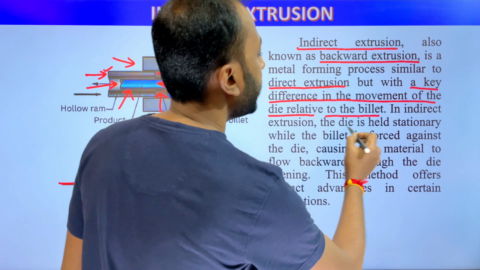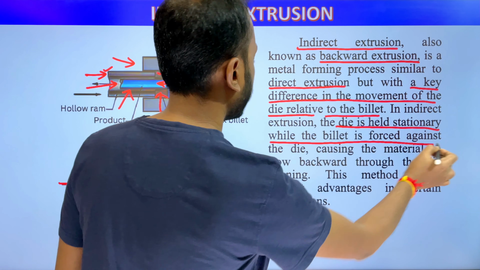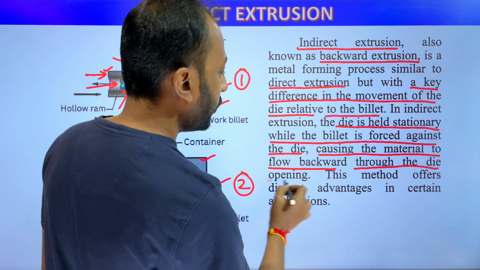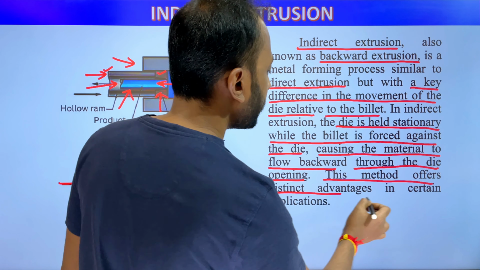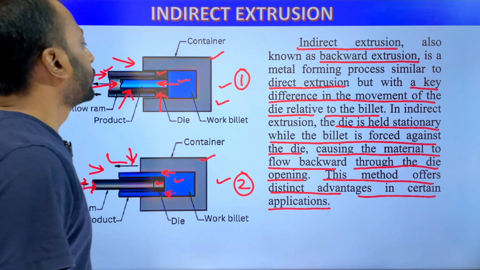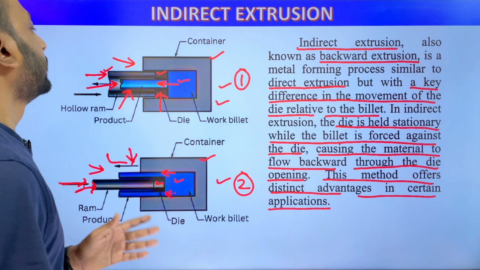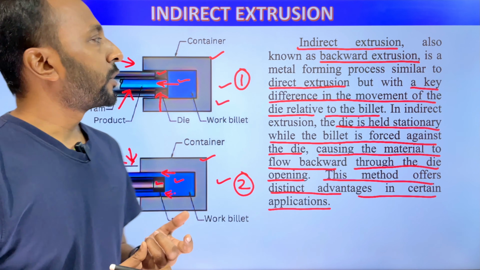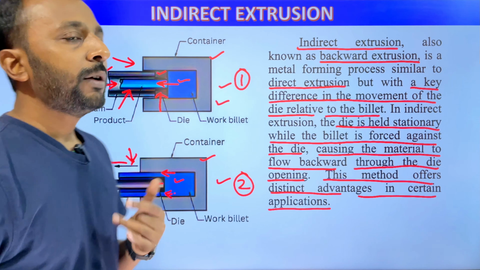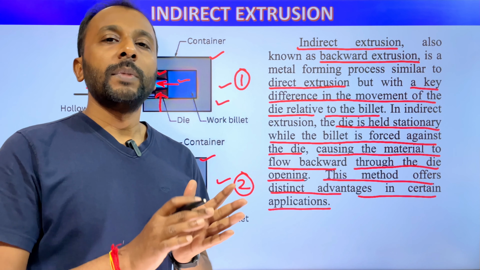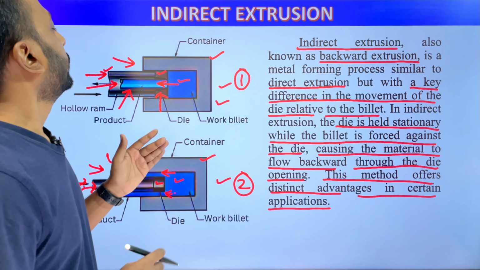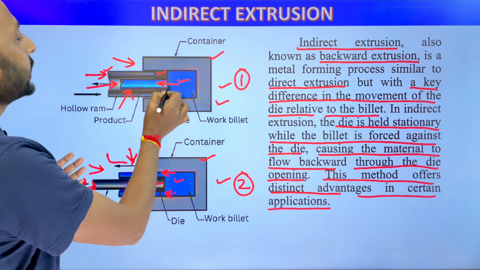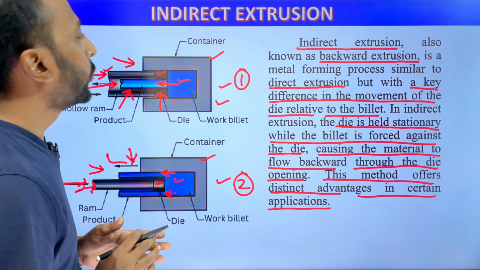Here the die is held stationary while the billet is forced against the die, causing the material to flow backward through the die opening. This method offers distinct advantages in certain applications. Here the metal billet is stationary, that's why we have to apply lesser force than the forward extrusion process. In forward extrusion, we were forcing the whole metal billet at a time, but here, when we apply force, only a few portions come through the opening of the die. So lesser force is required.